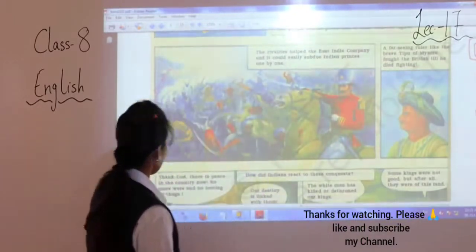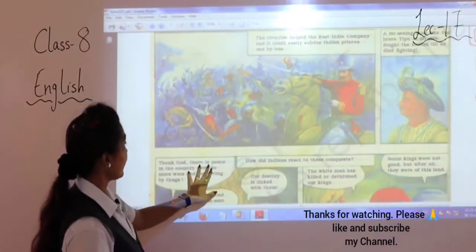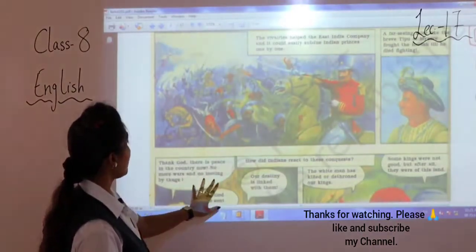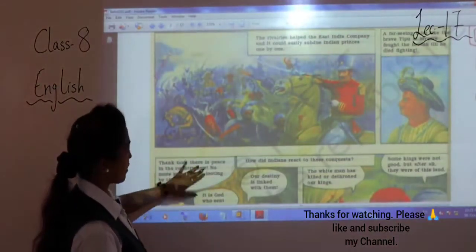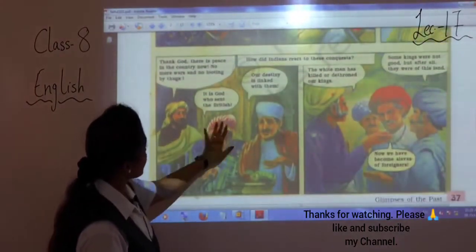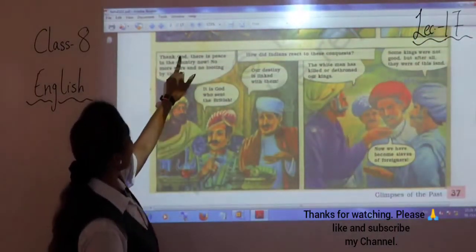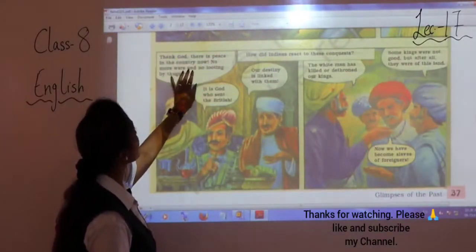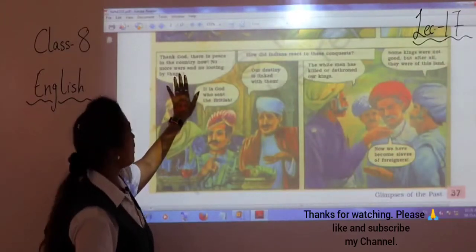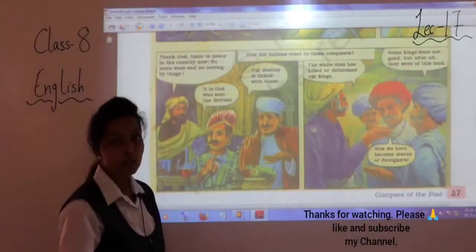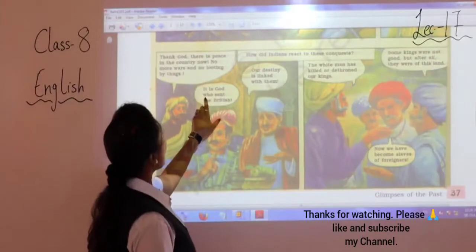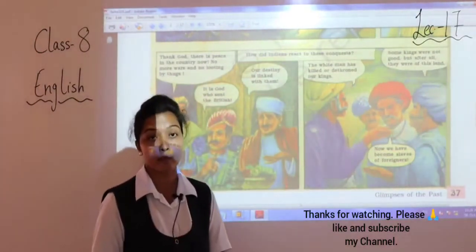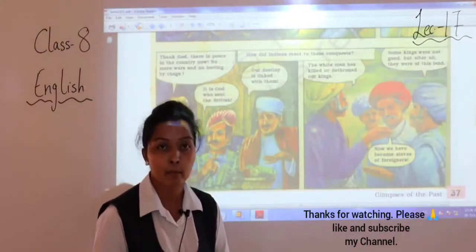Then after: "Thank God there is peace in the country now, no more wars and no looting by thugs." In this picture, this person is saying thank God there is peace in the country now, no more wars and no looting by thugs, and for this situation he thanks God. Then another person says, "It is God who sent the British."